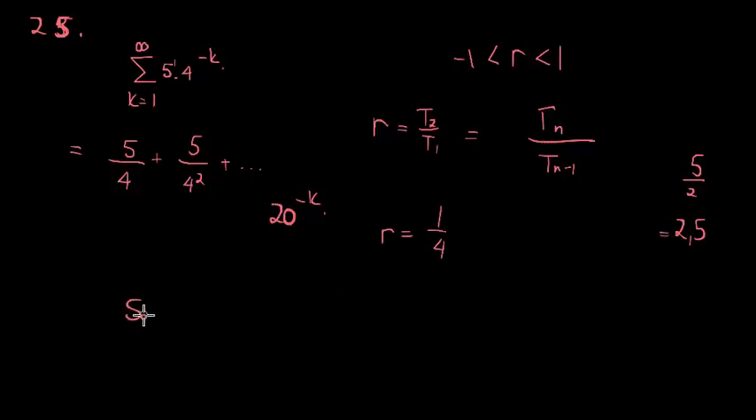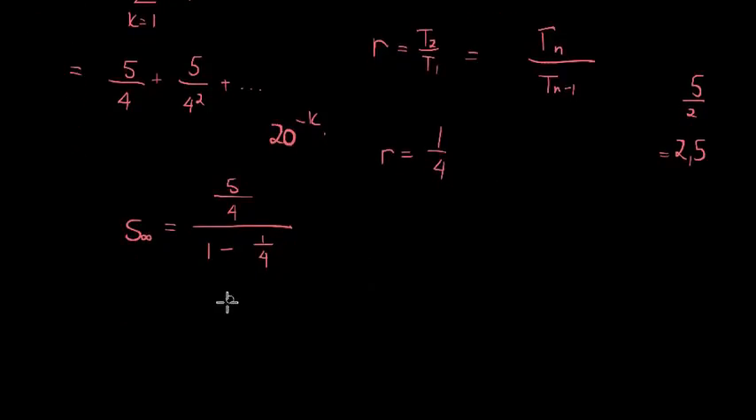Now we must calculate the sum to infinity. It's the first term, which is 5 over 4, divided by 1 minus the constant ratio, which is 1 over 4. That's 4 over 4 minus 1 over 4, which gives me 3 over 4 in the bottom. When I divide with a fraction, I flip it and multiply. So 5 over 4 times 4 over 3, and my final answer is 5 over 3.